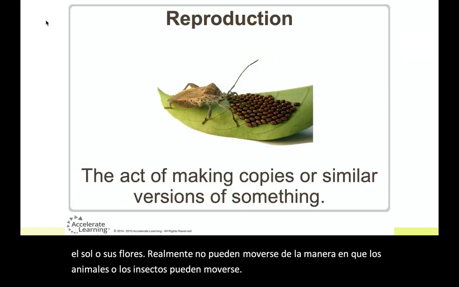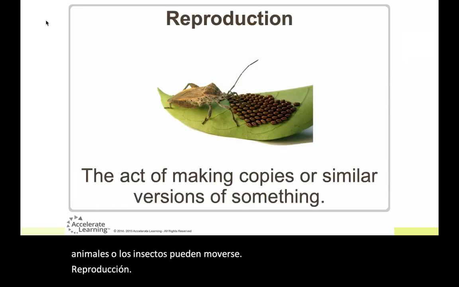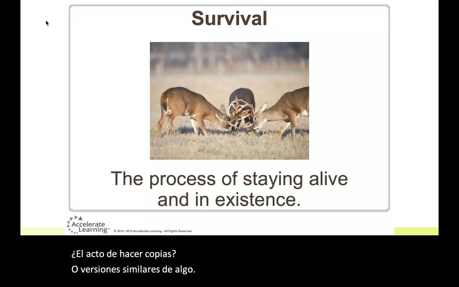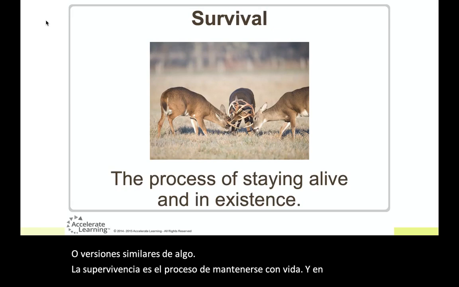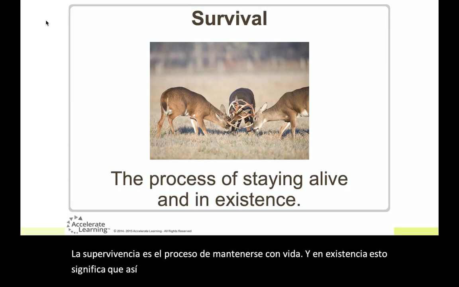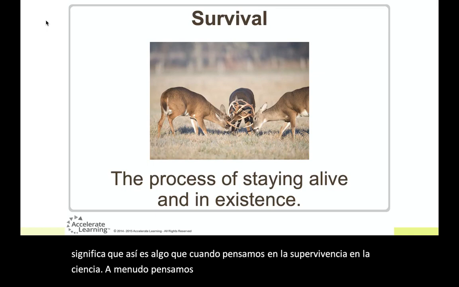Reproduction is the act of making copies or similar versions of something. Survival is the process of staying alive and in existence. This means that this is how something is. So when we think about survival in science, we often think about how an animal or plant is surviving. What parts of them are helping them to survive?